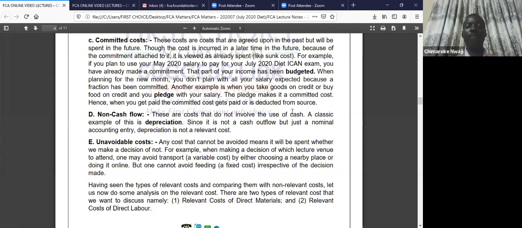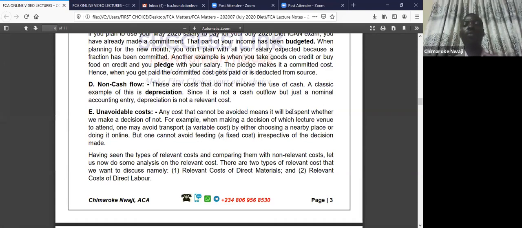Then we have unavoidable costs. So unavoidable costs are costs that you will spend whether you take that decision or not. Irrespective of whether you are making the decision or not, you are going to spend that cost. Let me give you an example.